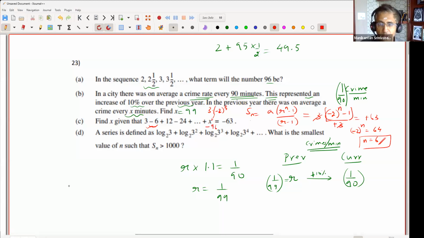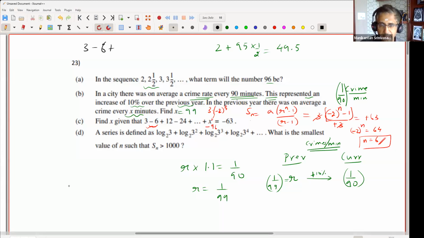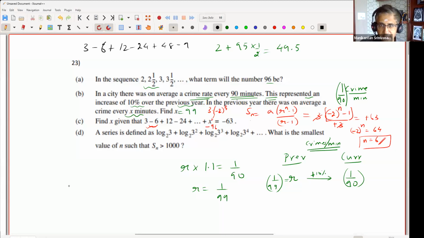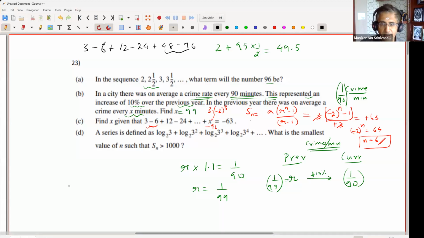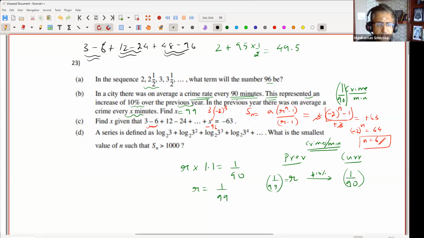And we don't even need so much math. Since it's a small number, we can just check it also. 3 minus 6 plus 12 minus 24 plus 48 minus 96 will end up being minus 63. So this is minus 48. This is minus 12. And this is minus 3. They add up to minus 63. Okay, easy question. Next one.